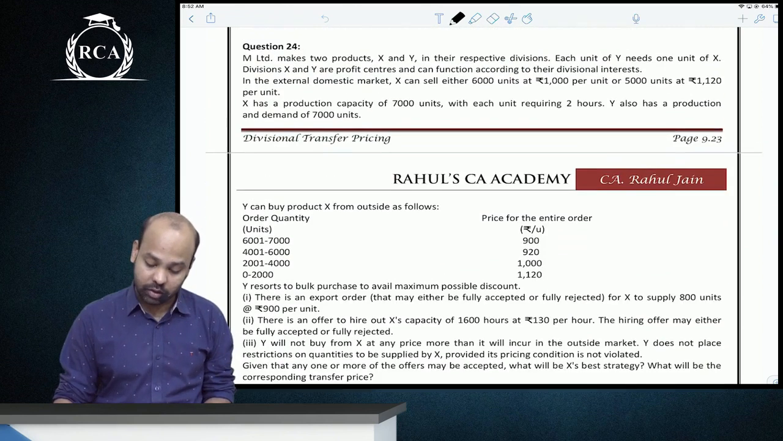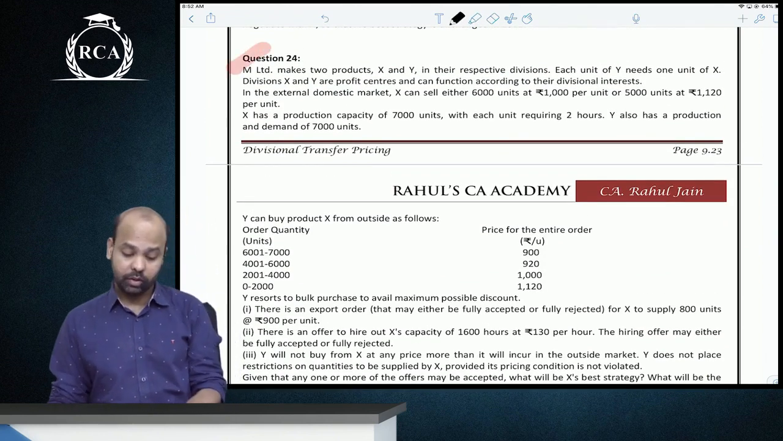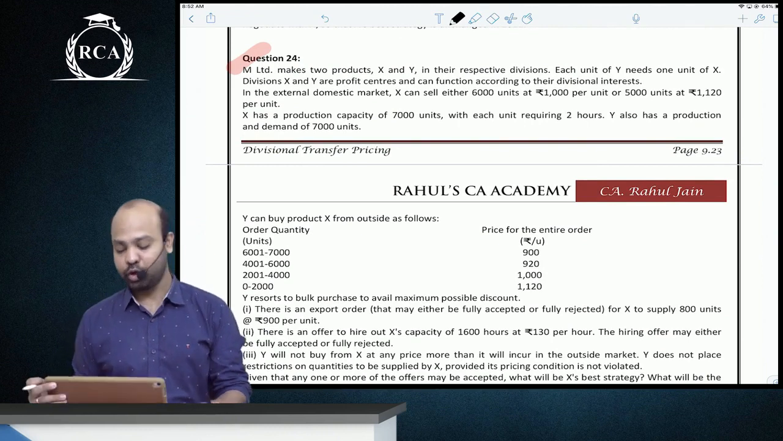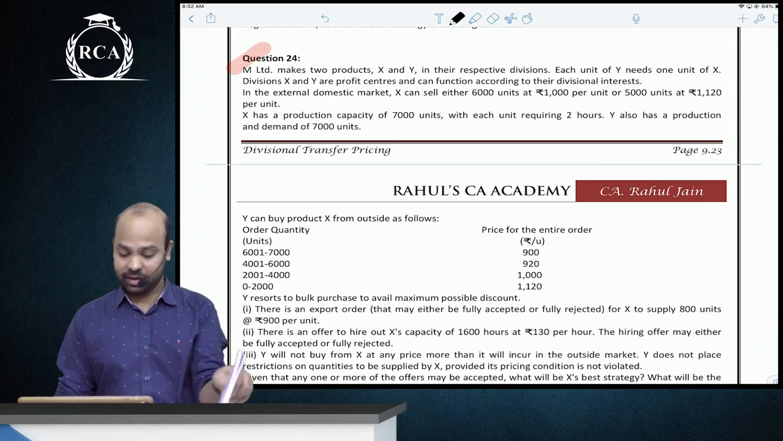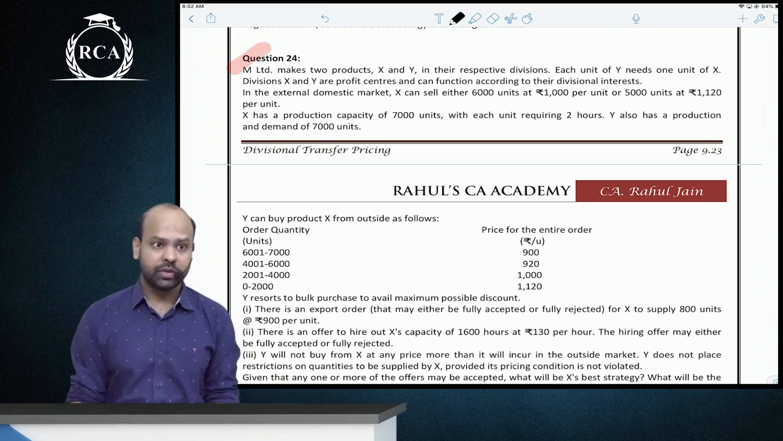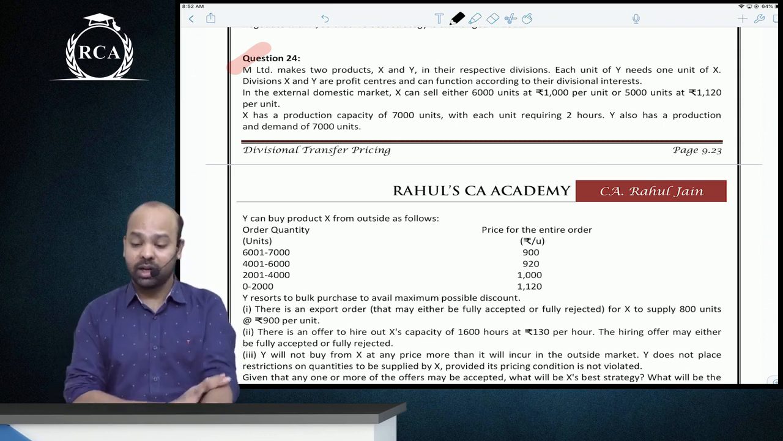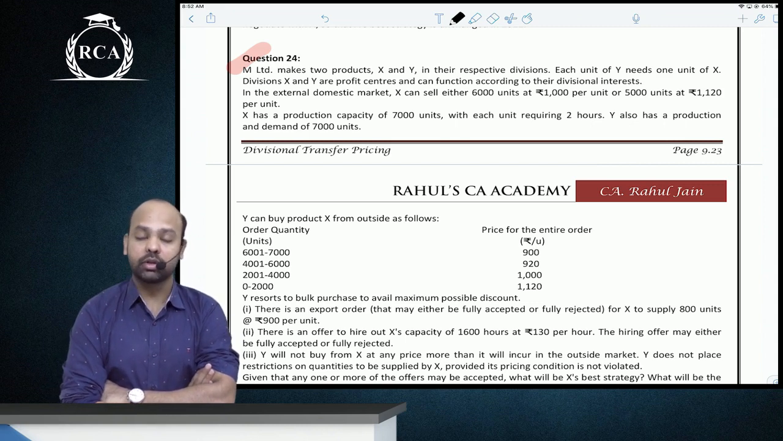So let us now solve question number 24, guys. Question number 24, beta: M Limited makes two products, X and Y, in their respective divisions. Each unit of Y needs one unit of X. Divisions X and Y are profit centers and can function according to their divisional interest.